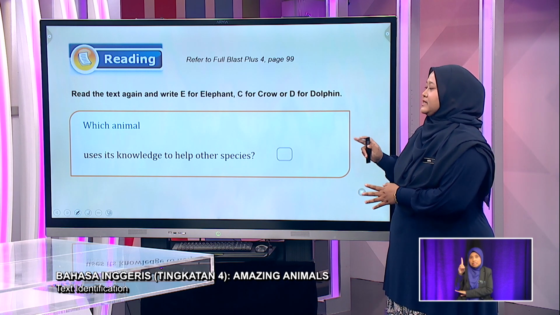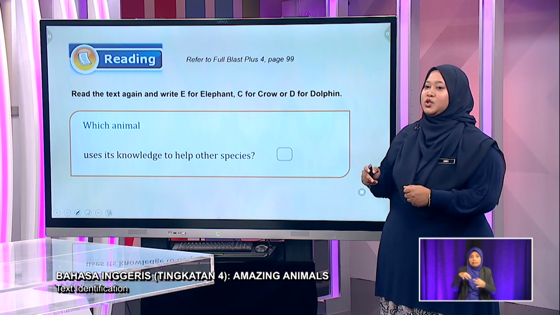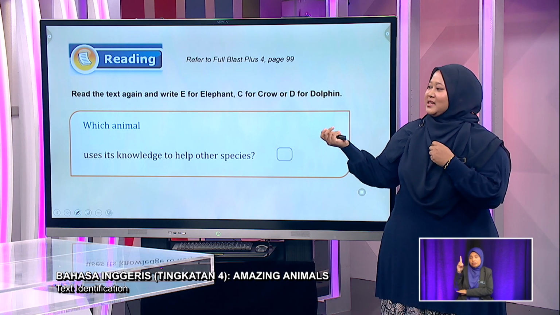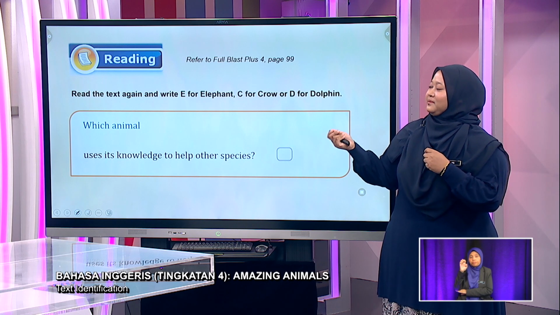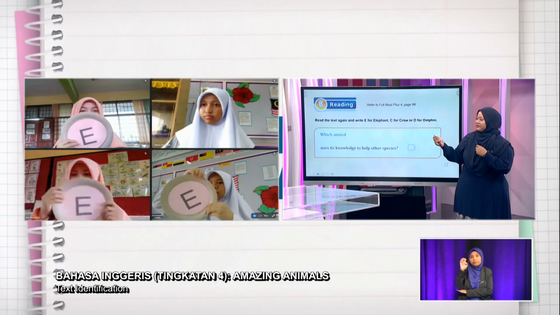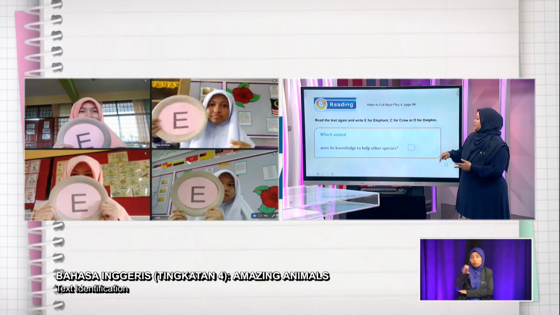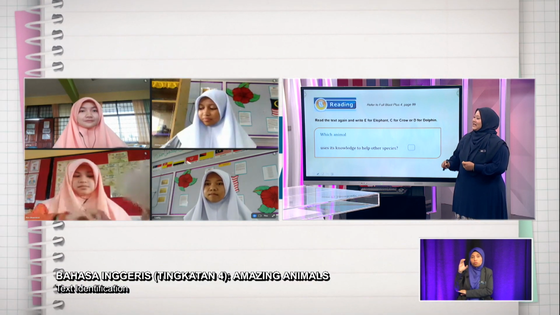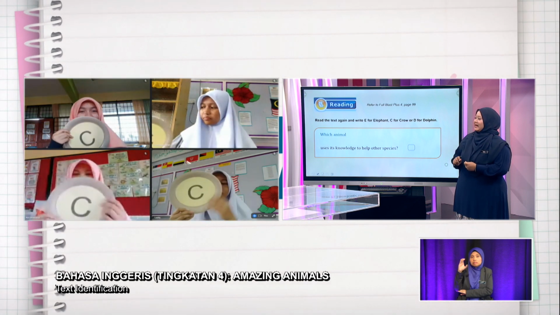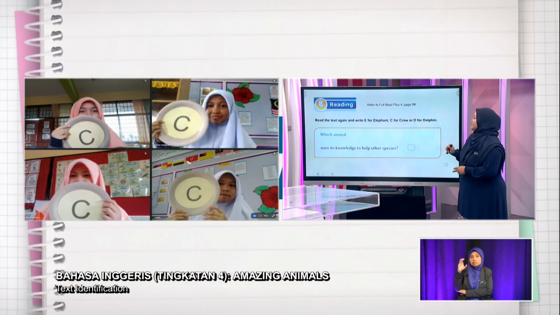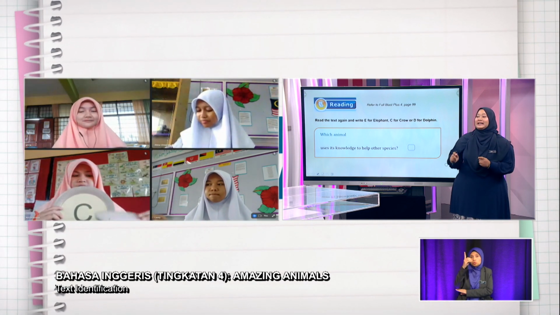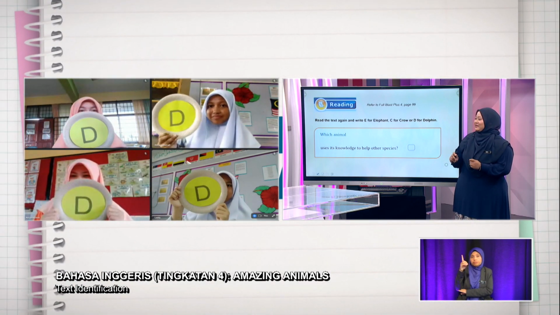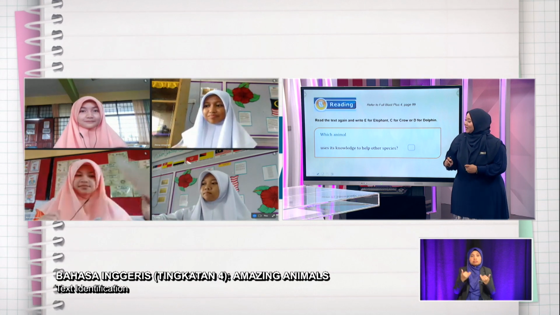So if they think that the statement is related to an elephant, they are going to put up a letter E. Show me your letter E, students. E for elephant. And if they think the statement is related to a crow, they are going to put up a letter C. Show me your C. Very good. And if they think the statement is related to a dolphin, they are going to put up a letter D. Show me your D. Thank you, everyone. All right, so should we start with our first question?